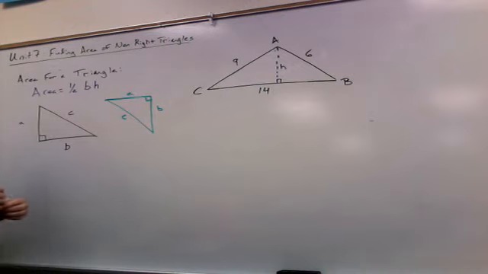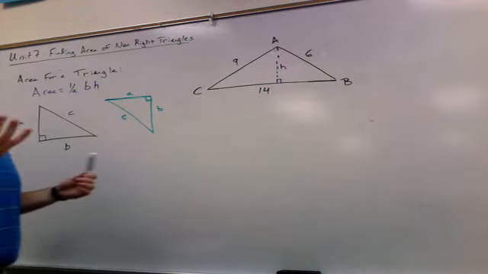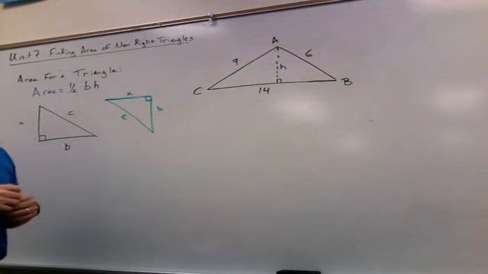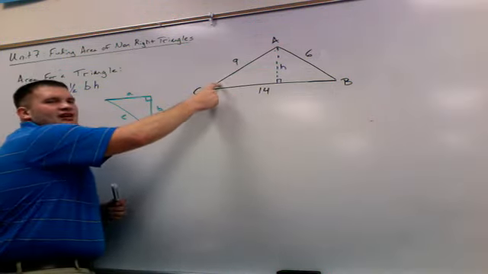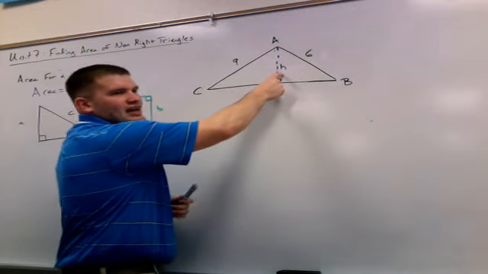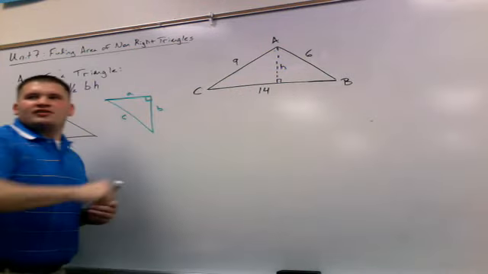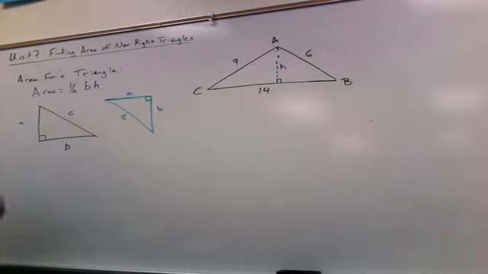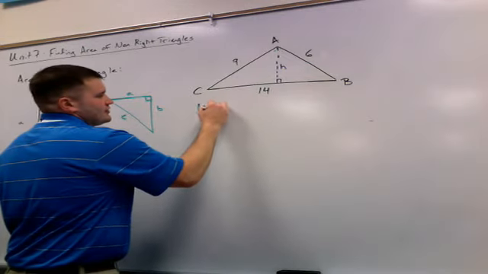Which one do you guys want to find? C. It's probably the easiest one, right? Law of cosines already uses the C, doesn't it? Okay. So I'm going to find this C, so that way I can find H. That way I can find the area of the triangle. So our first step then in this one is to find C.